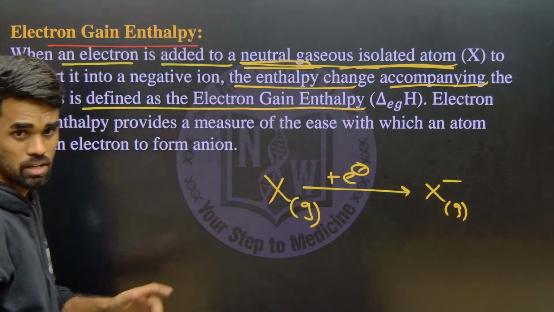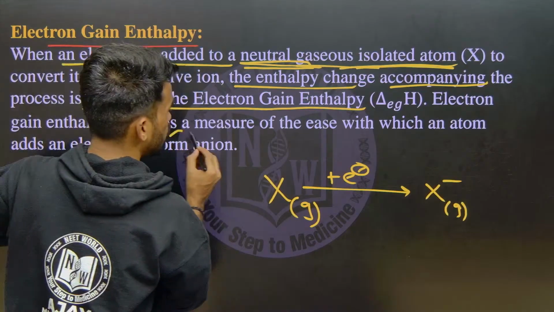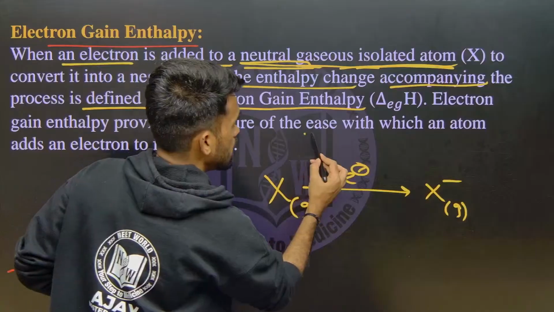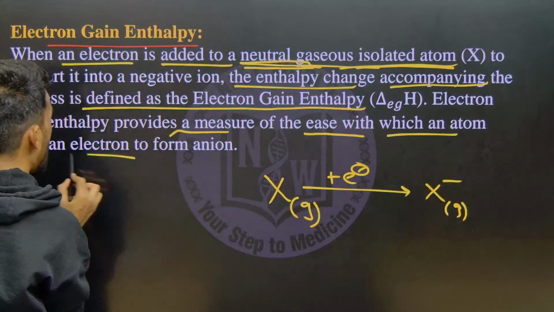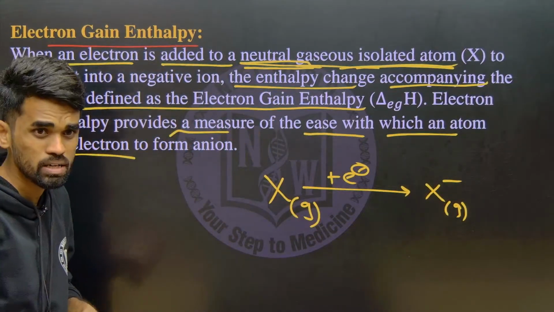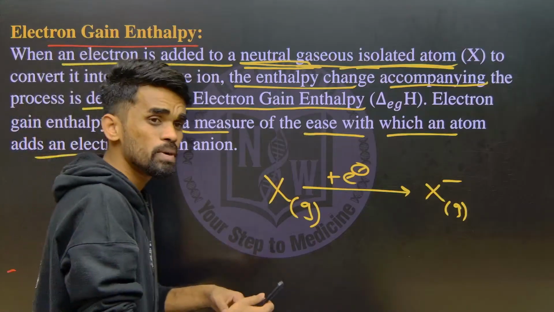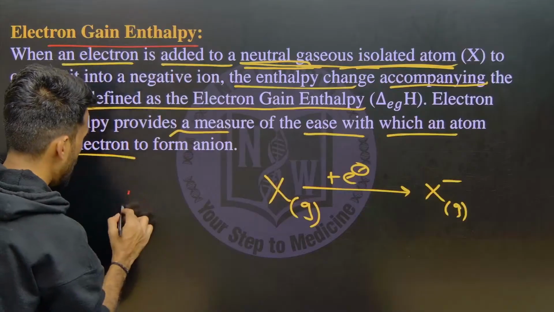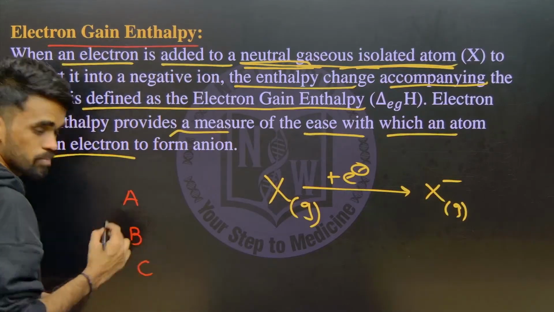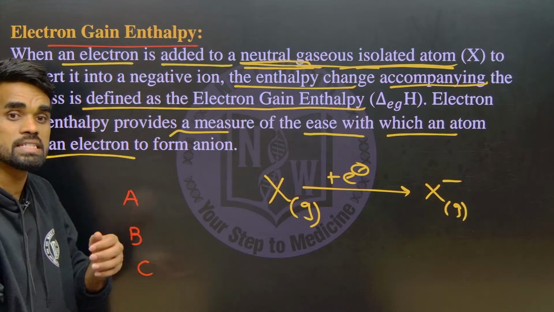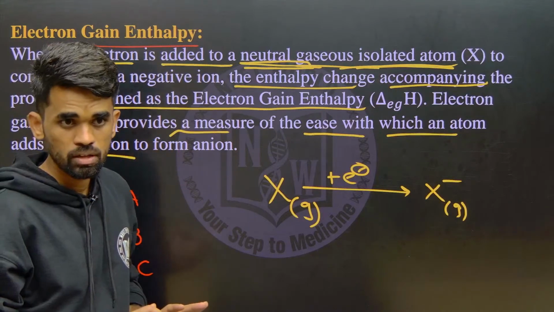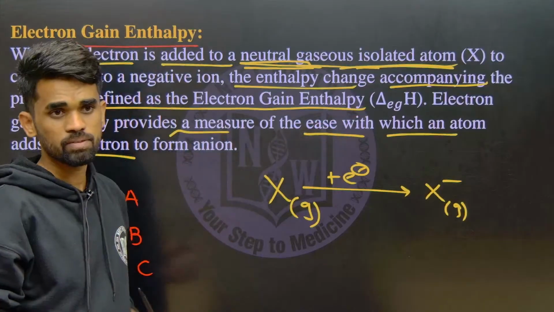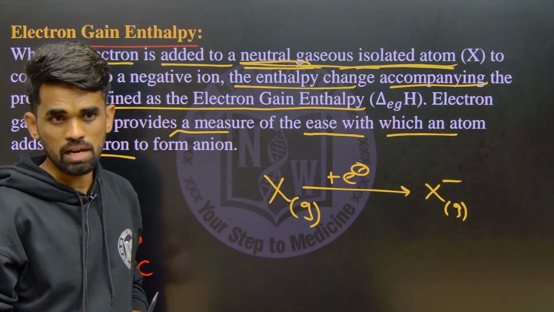Okay, is that clear? So now electron gain enthalpy, what is the use of electron gain enthalpy then? It provides us the ease with which an atom adds an electron to form an anion. What does ease mean? How easily we can add one electron. For example, I am giving elements A, B, C. Which element can easily gain one electron? It can be understood by looking at its electron gain enthalpy values.